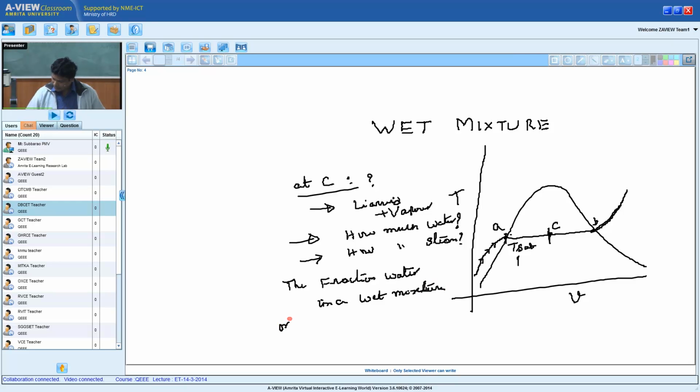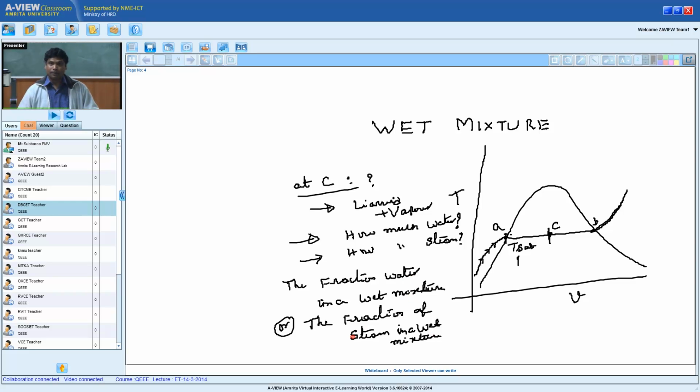Or I can know it in the other way. The fraction of steam or vapor, whichever way you use it, in a wet mixture. I am using the fraction. So what is the meaning of this fraction? The fraction of water in a wet mixture plus the fraction of steam in a wet mixture should be equal to 1, because after all they are fractions, isn't it? How do I define this particular fraction? Should it be based on the volume or should it be based on the mass?